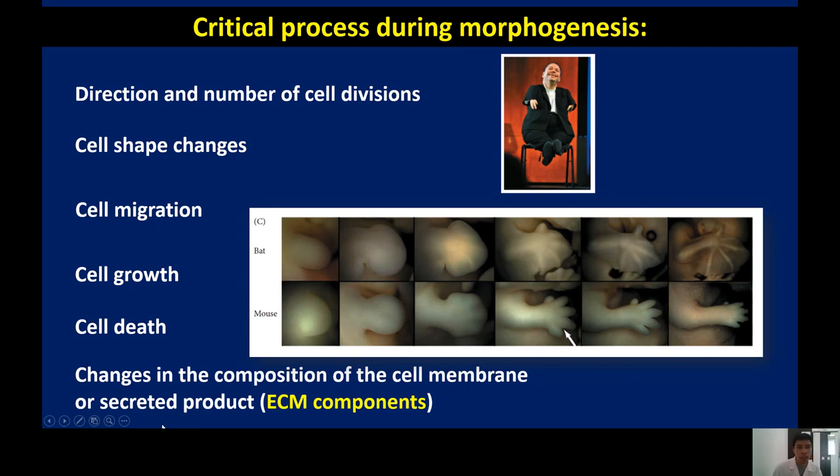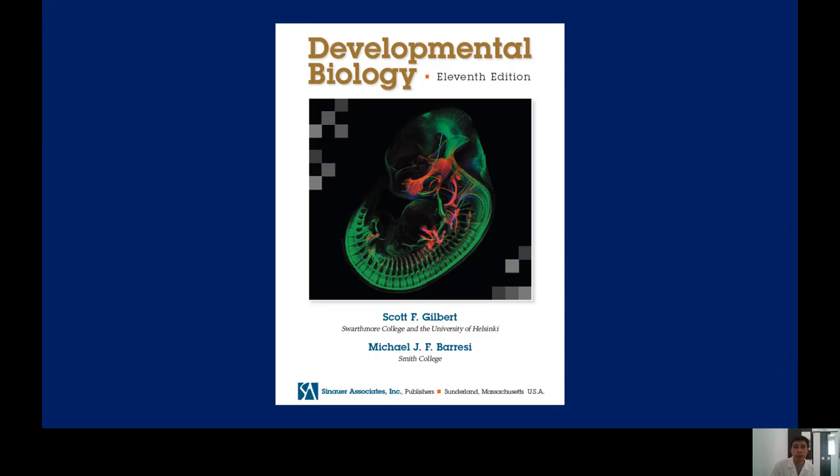And the last is about the change in the composition of the cell membranes or secreted products. So the cell membranes, for example, will be either permeable or impermeable, depending on such situations. And whether it will secrete particular components, called extracellular matrix, containing proteins and other substances, that will also induce communications and also the formation and interaction between the cells. That is the very critical part of the morphogenesis.